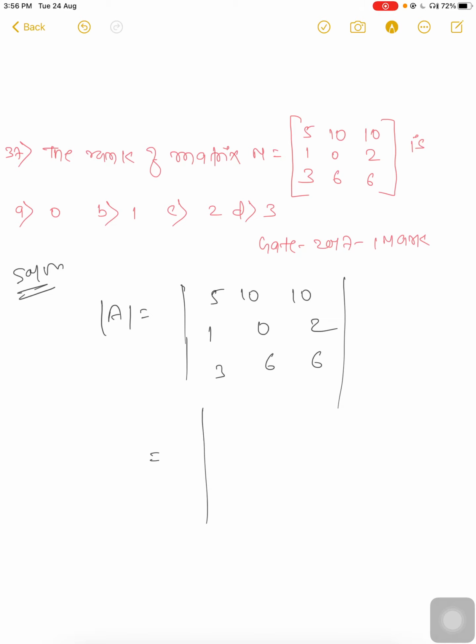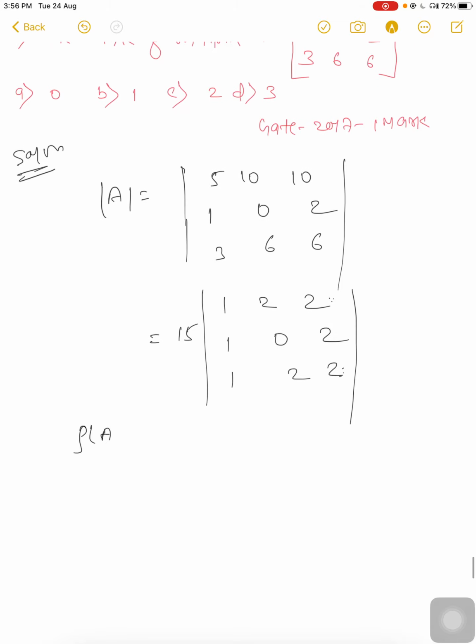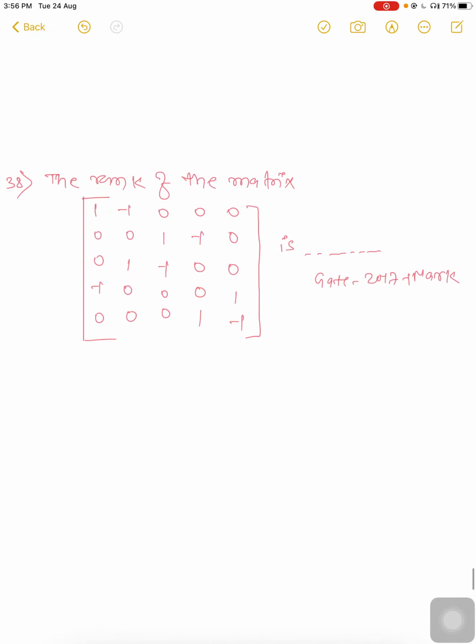Okay. When you take 5 common from the top row and 3 from here, then what will happen? Here 5, 10, 1, 2, 2, 1, 0, 2, 1, 2, 2. So two rows have the same values, which means the determinant will be 0. A 3 by 3 determinant of 0 means rank 3 is not possible. And when you take a 2 by 2 matrix anywhere whose determinant is not 0, the rank of A will be 2. Option C will be the right answer.